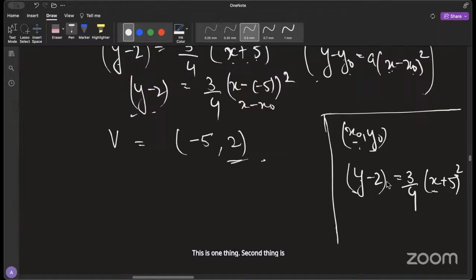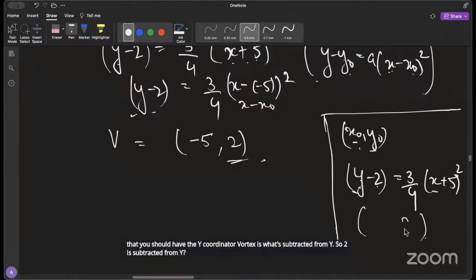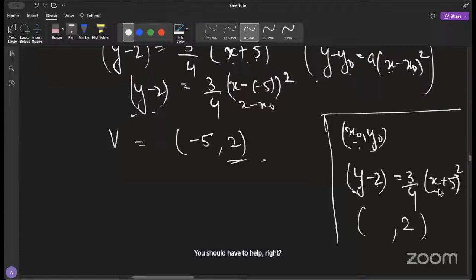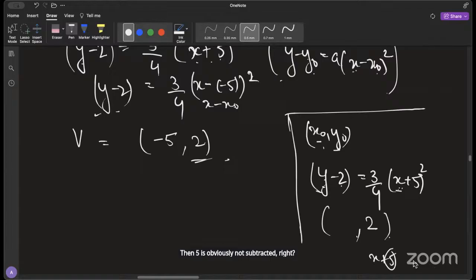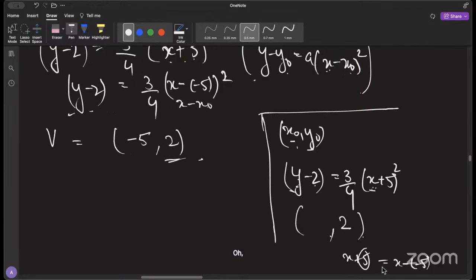Second, the y coordinate of the vertex is what's subtracted from y. So 2 is subtracted from y. You should have 2 here. And the x coordinate of this vertex is what is subtracted from x. If you have x plus 5, then 5 is obviously not subtracted, it's added. So you should have x minus minus of 5. Oh, I got it, ma'am, now. Thank you. You should have minus 5 here.